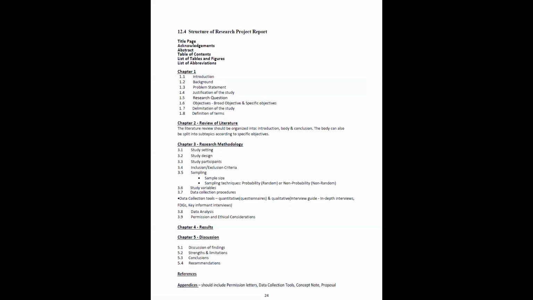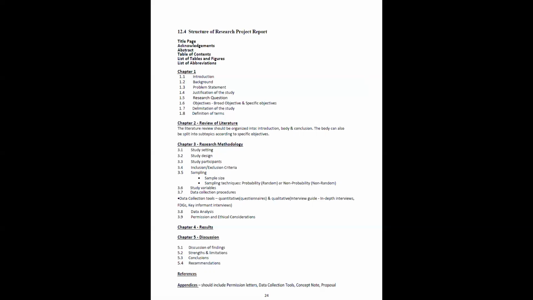You tell us your strengths and limitations, your conclusion, and your recommendations. You put the references, and among your appendices, you put the same thing again, and you put your permission letters, the tools you used to collect your data, the concept note, and the proposal. Everything has to be in one. When you're submitting, you have to submit all of them in one document, because we want to see if there's a flaw from your idea, from your proposal, to the final research.